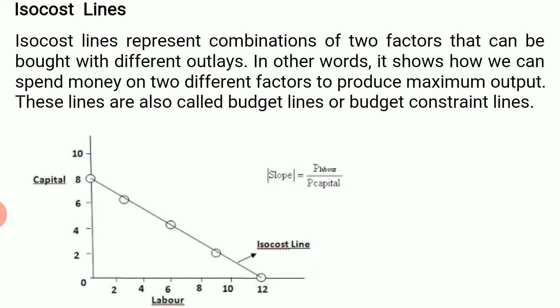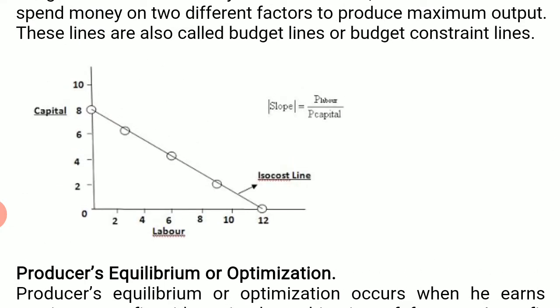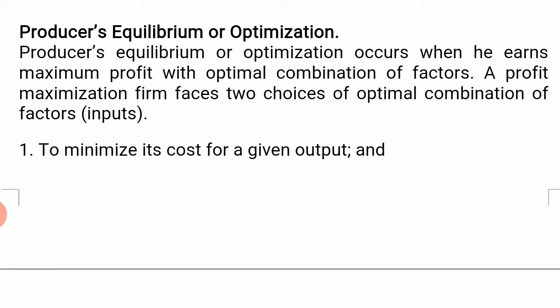An isocost line represents combinations of two factors that can be bought with a given outlay. In other words, it shows how we can spend money on two different factors of production for maximum output. These lines are also called budget lines or budget constraint lines. Now this is an isocost line which shows how a producer uses two factors, labor and capital, while using his total outlay of income, or it is the total budget line of a producer.